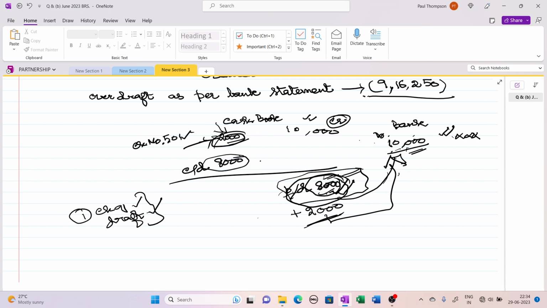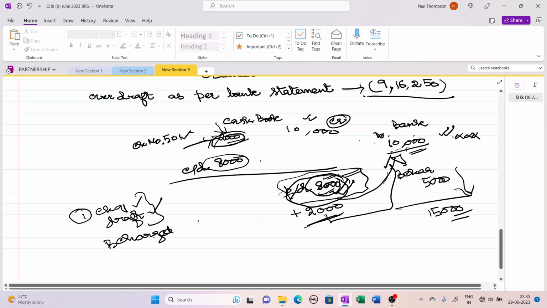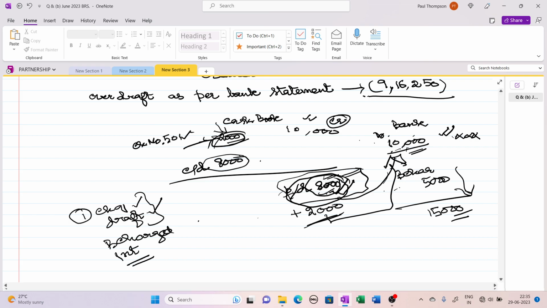Suppose the bank charges us bank charges, any amount charged by the bank, suppose 5,000 rupees. So this loan amount will appear increased in the bank statement. My target is to reach the bank balance, 15,000. So I have to add the bank charges. Any bank charges debited or deducted by the bank, I have to add back. Then any interest for my overdraft debited by the bank will also increase my overdraft balance.